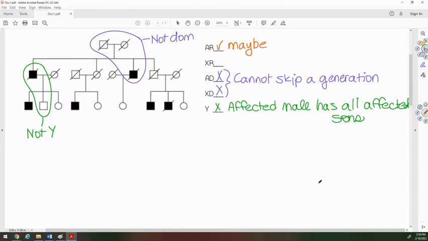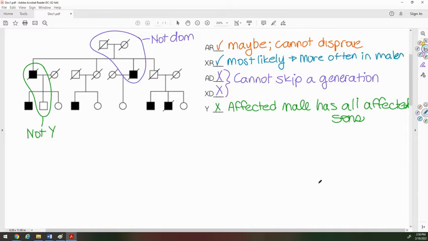Next, it could be AR, autosomal recessive, because we can't disprove it and it does skip generations, but it's more likely X-linked recessive because X-linked recessive is more often in males. In other words, the females must have been carriers for the trait. So let's set up our legend, assuming that the mode of inheritance is X-linked recessive.